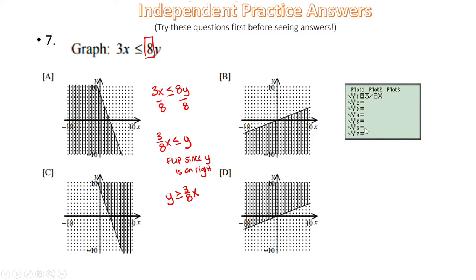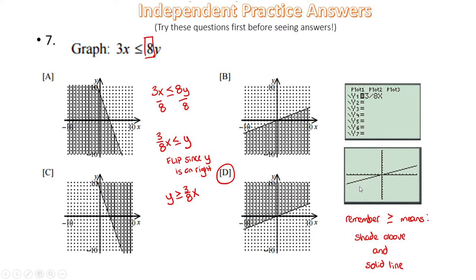Now if I type that in my calculator and then graph it, know that greater than or equal to means I need to shade above with a solid line. And there's only one answer that has that. That is D.